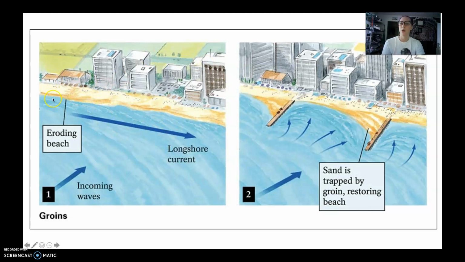So notice here you have an eroding beach on one side and you have this longshore current going down, and so if you were to build out some piers or just some stabilization groins, then that would allow for this trapping of the sand, which would then restore the beach.